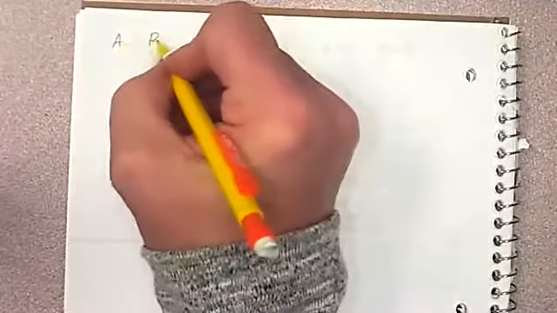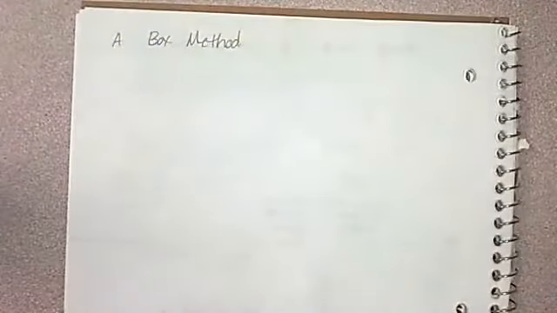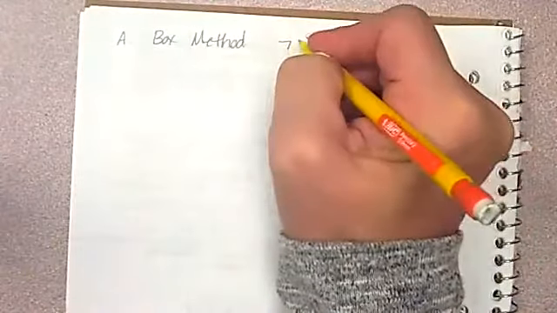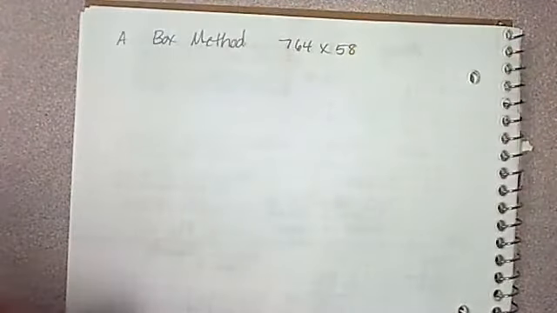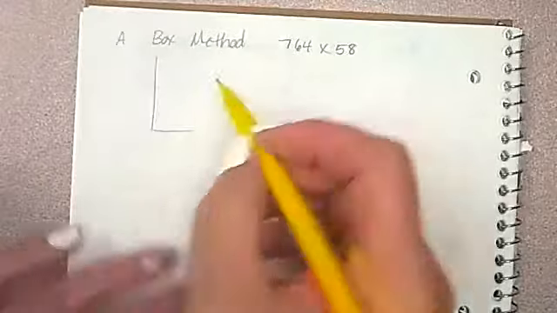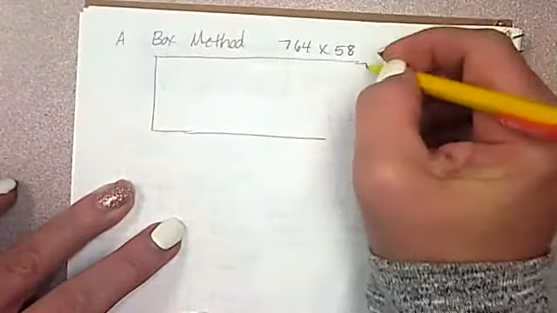All right, so speaking of the distributive property, one method of distributing is using the box method. And these are ones that you're going to have to show me that you can do. So let's just take 764 times 58. What we're going to do is put that into a box. It doesn't have to look perfect because I guarantee you mine won't.